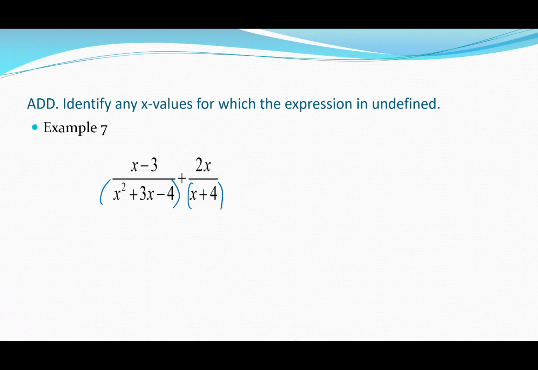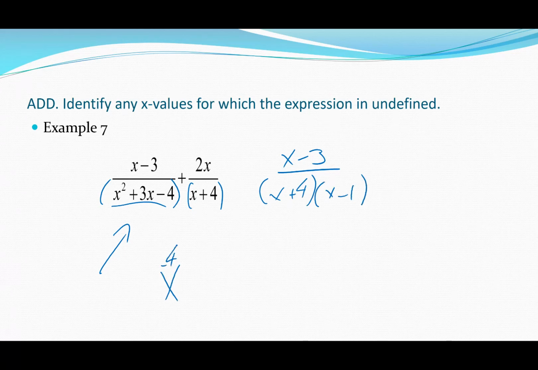So when I factor this denominator, first let me keep the numerator the same, x minus 3, still x minus 3. But if you use product and sum and factor this, those factors will be x plus 4 and x minus 1. Because you're looking at two numbers multiplied to -4 and added to 3, and those would be 4 and -1. So that's the factored version of the denominator. I'm adding it with the 2x over x plus 4.